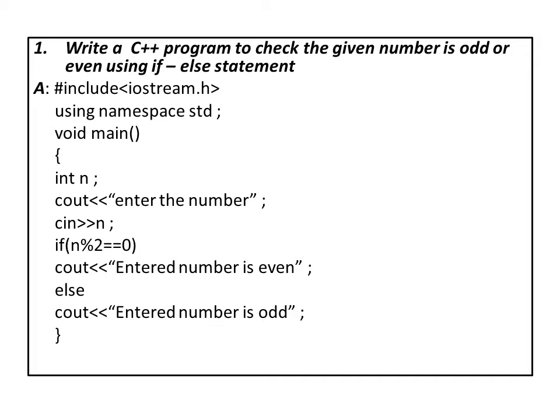Now next comes the if statement. The condition is n modulo 2 equal to 0, that means we check the remainder when it's divided by 2. If it's divisible by 2 and we get the remainder as 0, the condition will be true, and it will print "entered number is even". If we had entered an odd number, it will go to the else statement and print "entered number is odd".